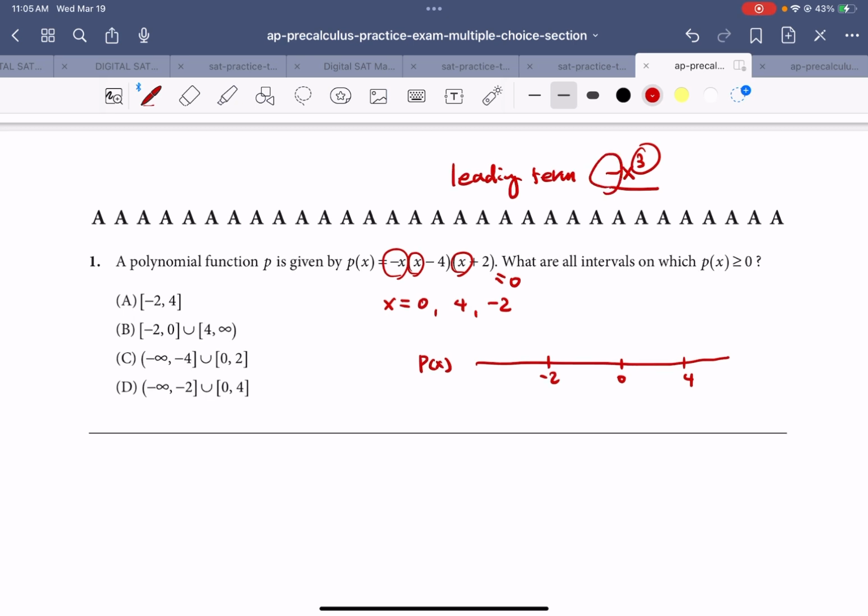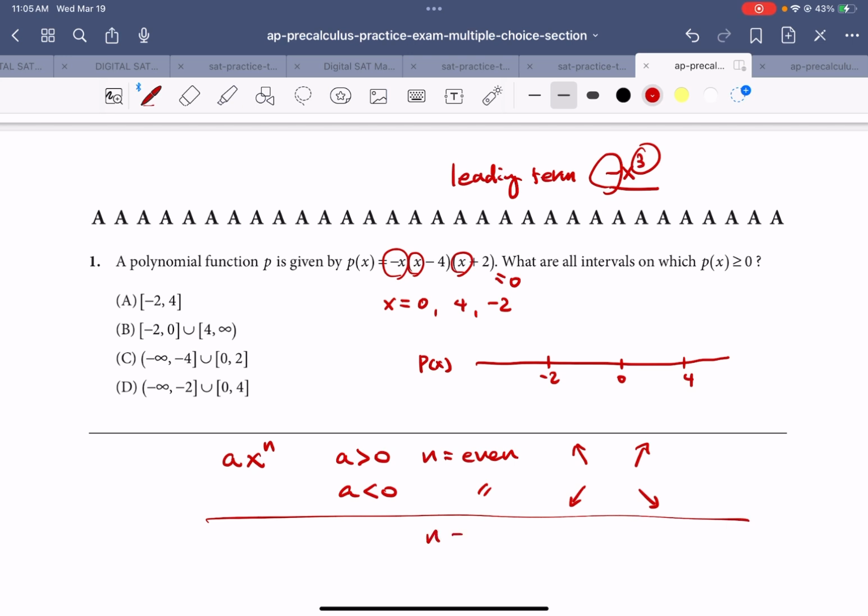And this is the coefficient, right? So let's say a x to the n. The thing you need to know is, if a is positive and n is even, then the graph is shaped like this, okay? And if a is negative and n is even, then both ends are going down, okay? And what if n is odd, like 1 or 3, like this problem?